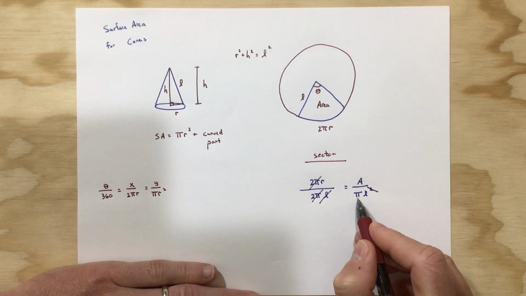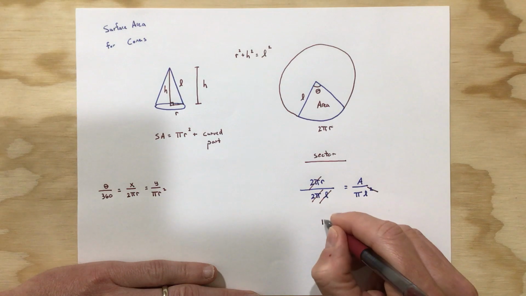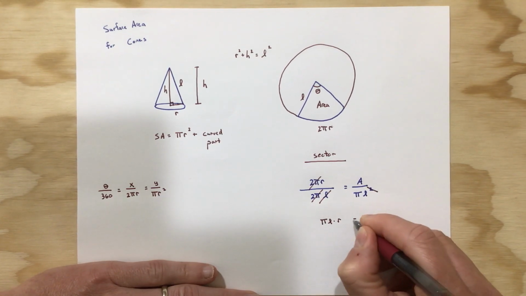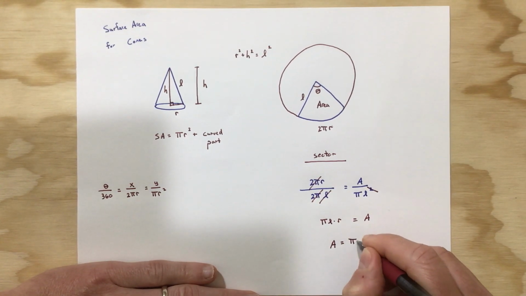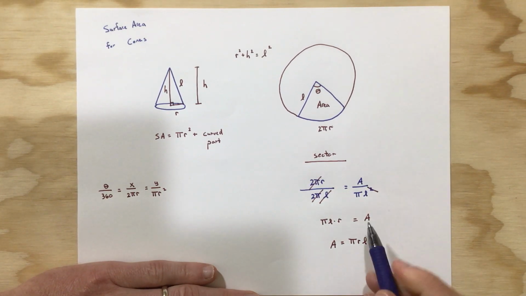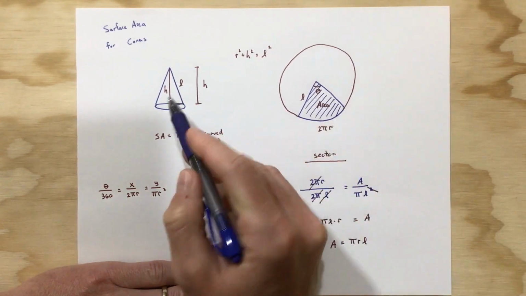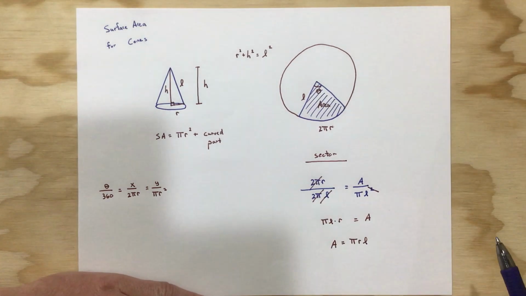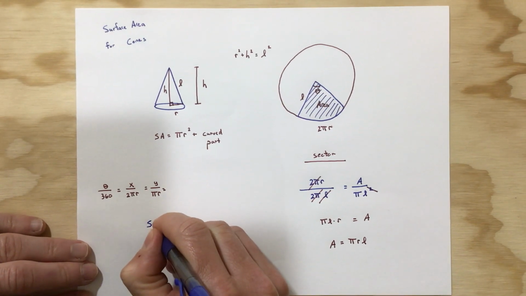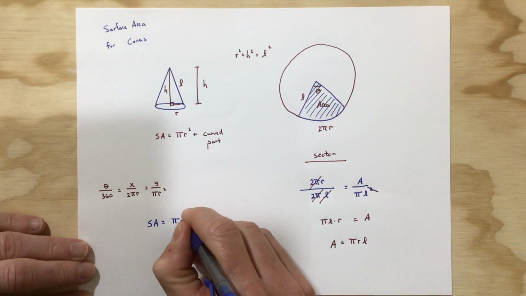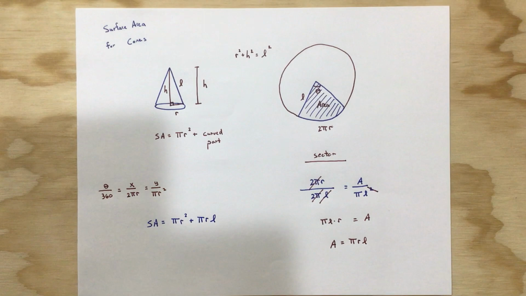And then I'm going to take this pi L and multiply it over here, and so I'm going to get pi L times r equals A. And if you think about what a book would tell you, pi r L. So the area of this sector is equal to the area of the curved surface on a cone, and I just showed you that it's pi r L. Then the surface area for a cone is the circle, pi r squared, plus the wall, pi r L. L is the slant height.